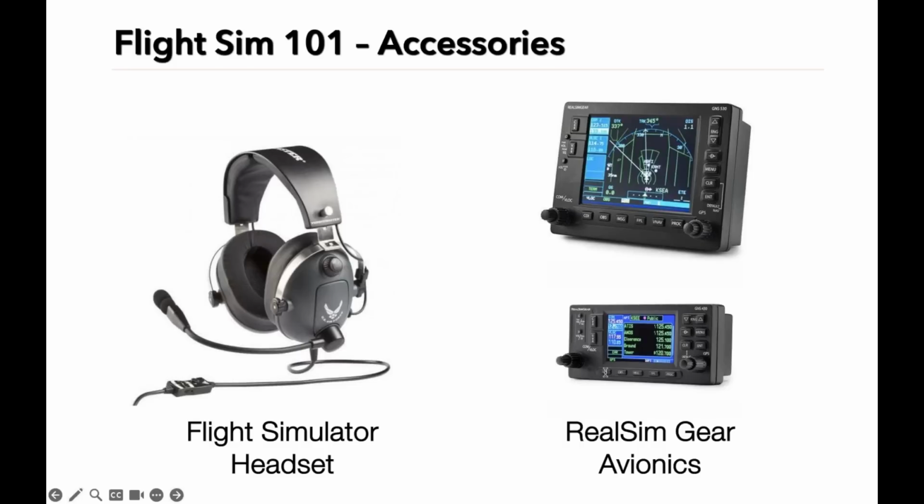The real SimGear avionics packages, and we currently have the 430 and 530 on our screen, allow you to plug into the computer and get an accurate representation of what happens when you push those keys. They have turn knobs, they have soft keys. They're a really great piece to help you better understand how those operate in your aircraft.